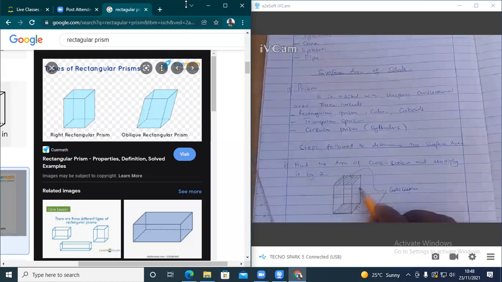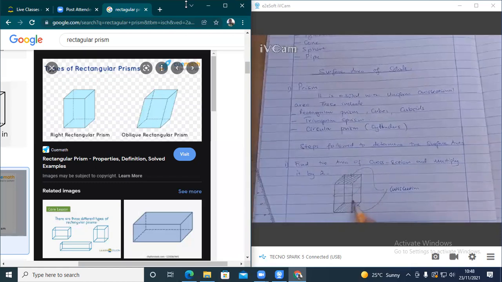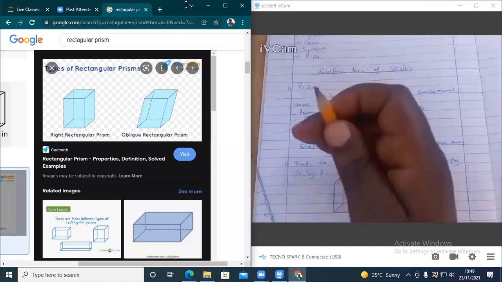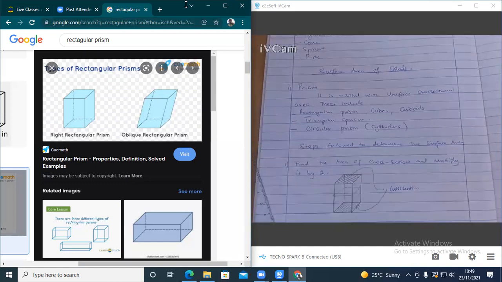So this part, this kind of shape that you're seeing, is what we call a cross section because everywhere inside there it is the same figure. So it is a cross section all throughout from the top to the bottom. That's a cross section. Okay.